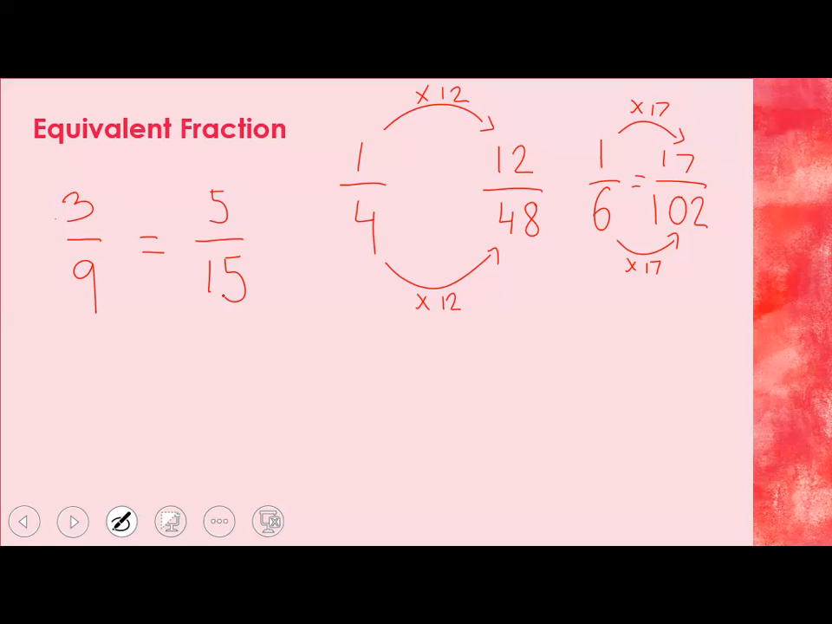Okay, what do I have to do to get from 3 to 9? What have I done? Multiplied it by 3. So let's just check. Have I done the same there? Is 5 multiplied by 3 15? Yes, it is. So how about this one? So let me start that one again.